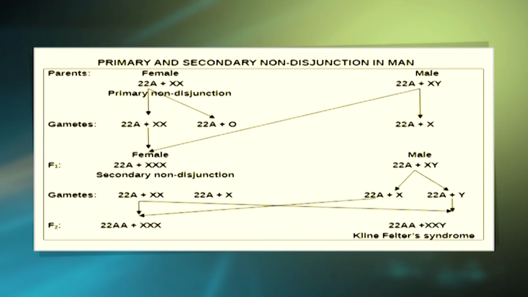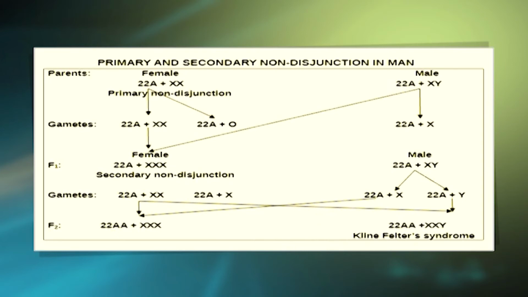Fertilizing a normal X egg with this sperm produces an XXY offspring, that is the Klinefelter condition. Fertilizing a double X egg with a normal sperm also produces an XXY offspring, again the same condition.